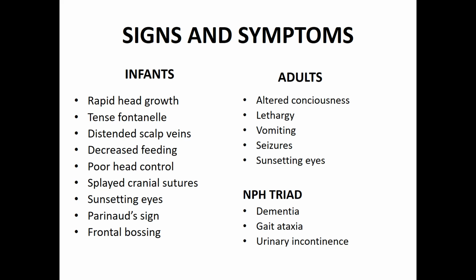So these are all the signs and symptoms of hydrocephalus in the infant, but in adults, due to the increased size of the ventricles, it can compress the normal brain parenchyma. So adults will develop altered level of consciousness, lethargy, vomiting due to the increased intracranial pressure, seizures, and sunsetting eyes.